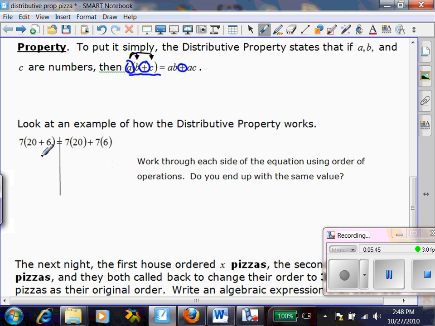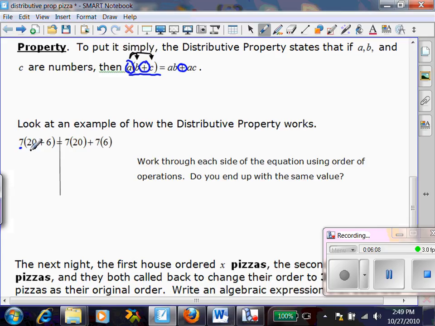So I have the distributive property set up like this. This is his delivery route, the pizza place, and these are the two houses on the drive. And then over here, we're going to work through it just using our multiplication. It says work through each side of the equation using order of operations. Do you end up with the same value?